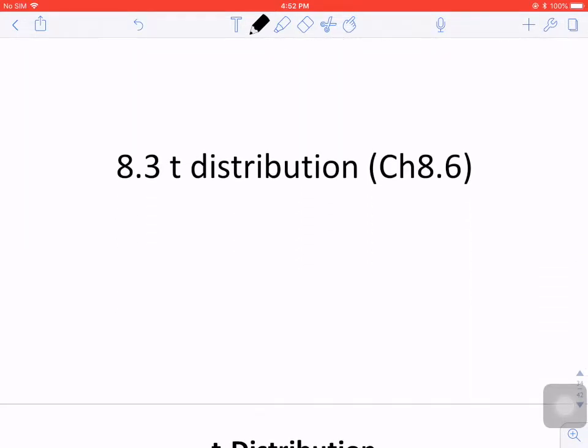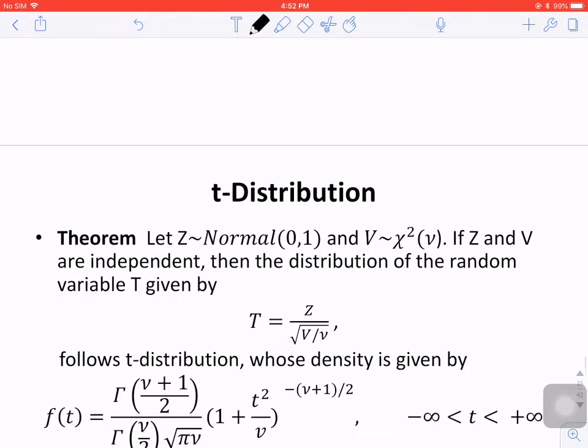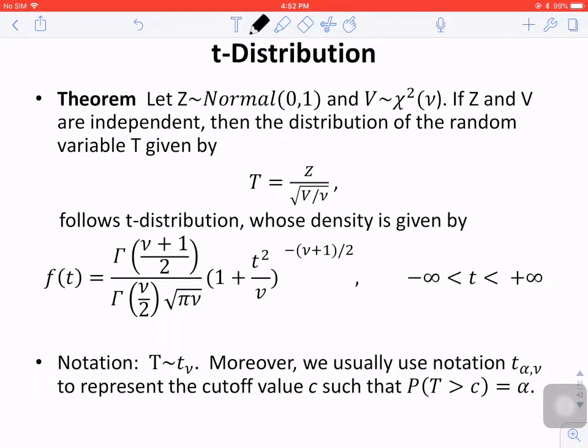All right. So the very last part of this chapter is called the t distribution. The t distribution also has a very complicated PDF. First of all, it's continuous. And second, the PDF looks like this. And the corresponding range is from negative infinity to positive infinity.